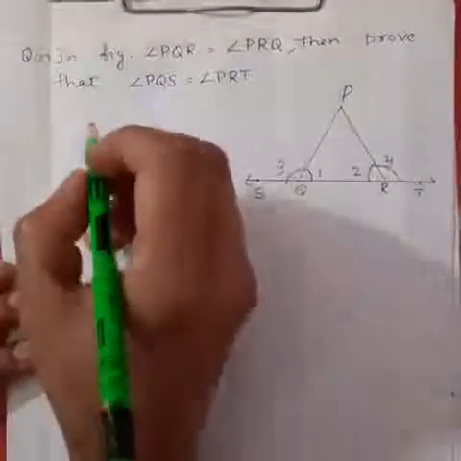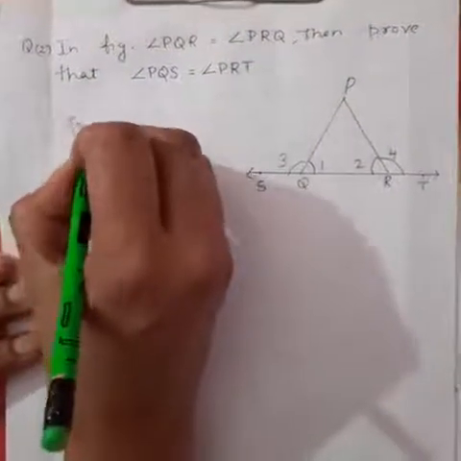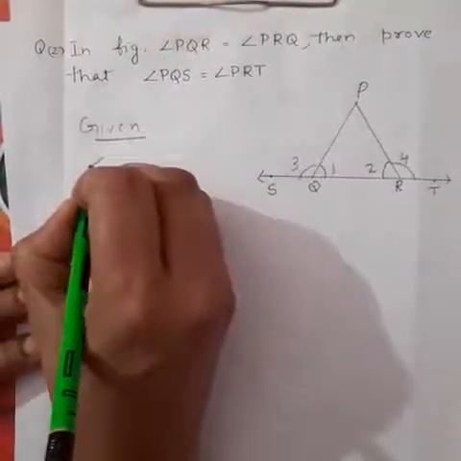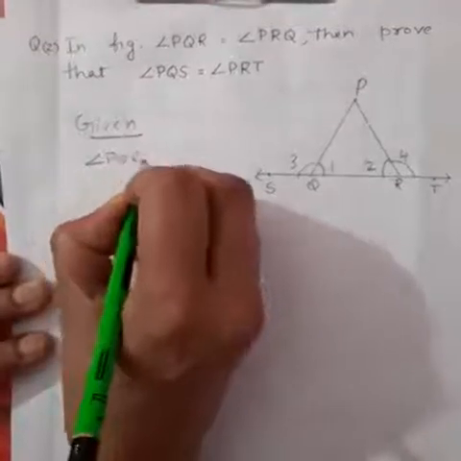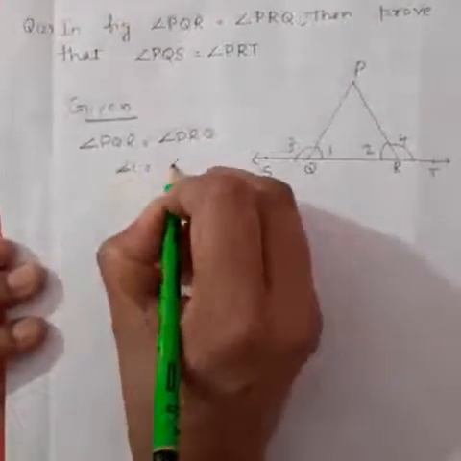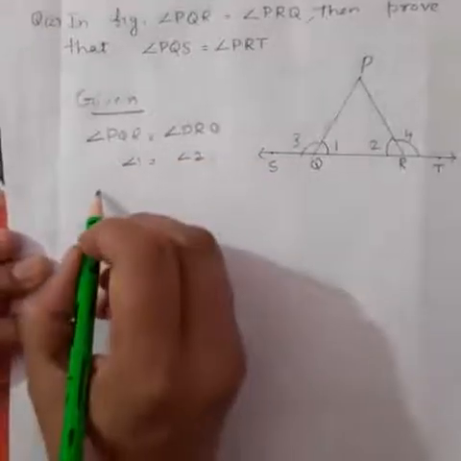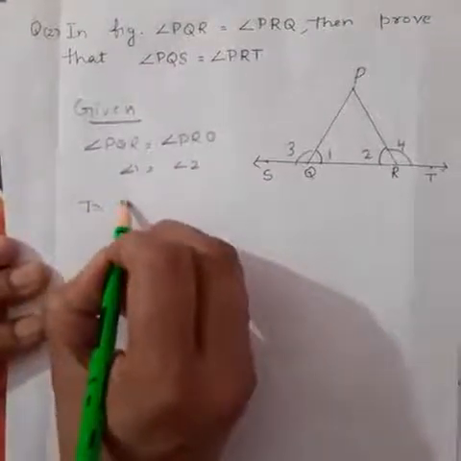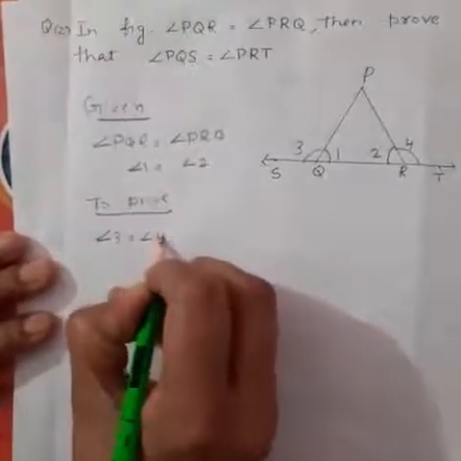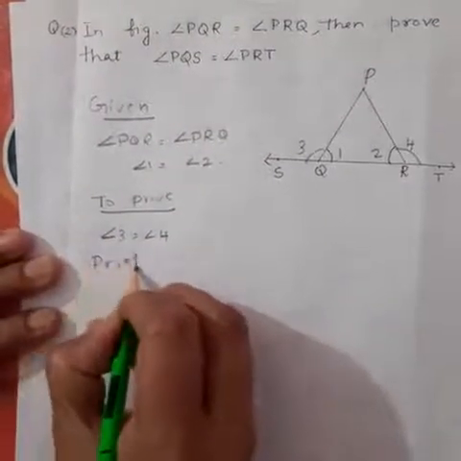So, first we have to write what is given here. Given: angle PQR is equal to angle PRQ, or we can write angle 1 is equal to angle 2. Now, what you have to prove? Angle 3 is equal to angle 4. Now, we will write the proof here.